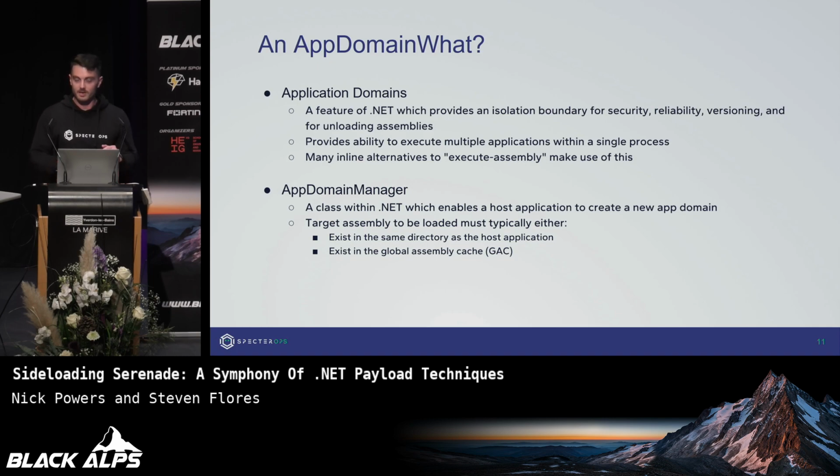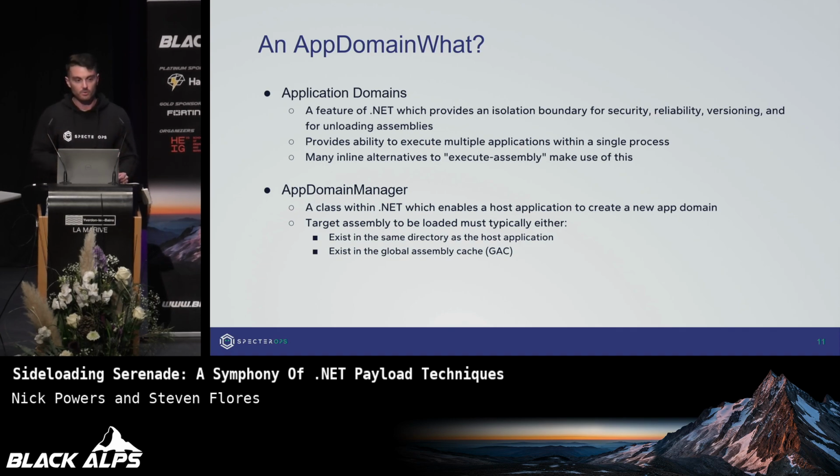So before we talk about how to do app domain manager injection, it's important to define just what an app domain is, like what are we injecting. From a high level, it's a .NET feature which provides an isolation boundary for things like reliability, security, versioning, and unloading of assemblies. So basically, it provides us the ability to execute multiple applications within a single process.